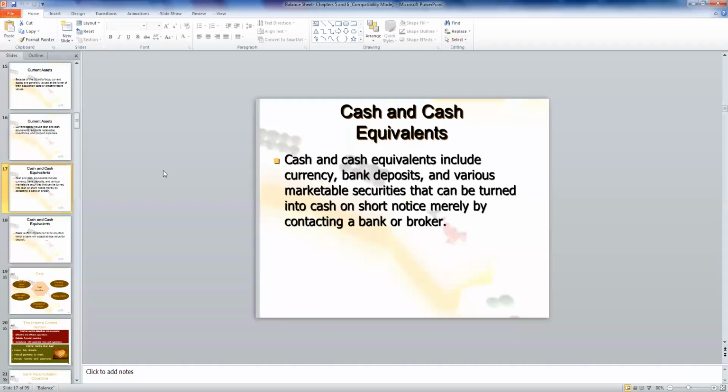So cash, I think, is pretty self-explanatory. There's also something called cash equivalents, which are just basic ways of holding cash that are considered able to convert to cash almost instantly. So again, we don't need to become experts on this. What we need to recognize is that cash is the first thing on the balance sheet because it's in the most liquid form.